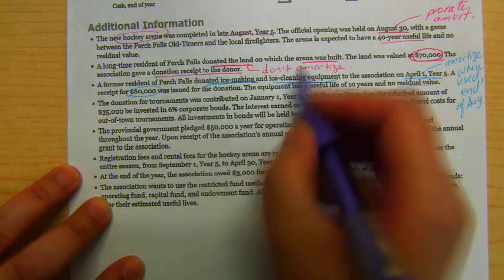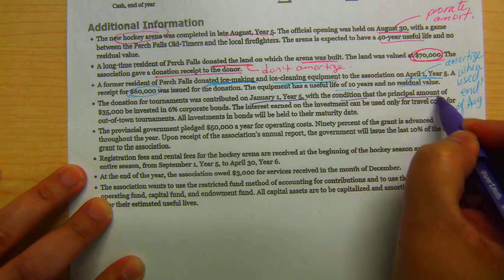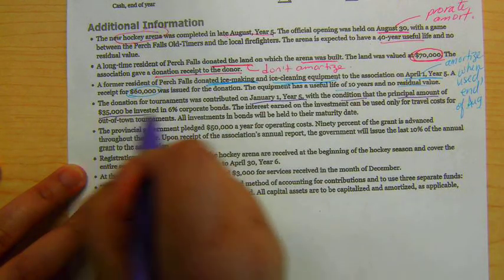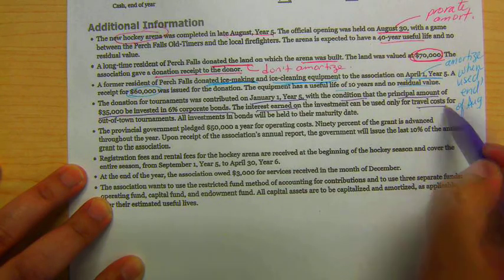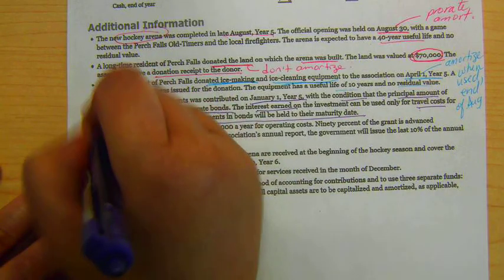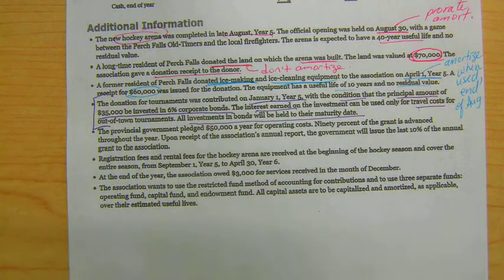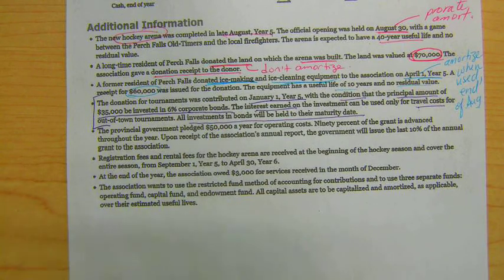Donation for tournaments contributed January 1st, year 5. The condition that the principal amount of $35,000 be invested in corporate bonds. Interest earned is for travel costs, and all investment in bonds will be held to the maturity date. What does that tell you this is? Endowment. Okay? So even if they hadn't mentioned it further up, the fact that the principal can't be touched and it's got a specified use for its interest or dividends makes it an endowment.